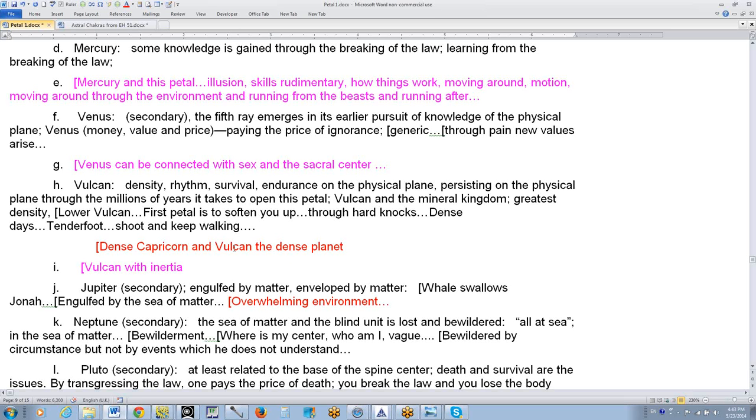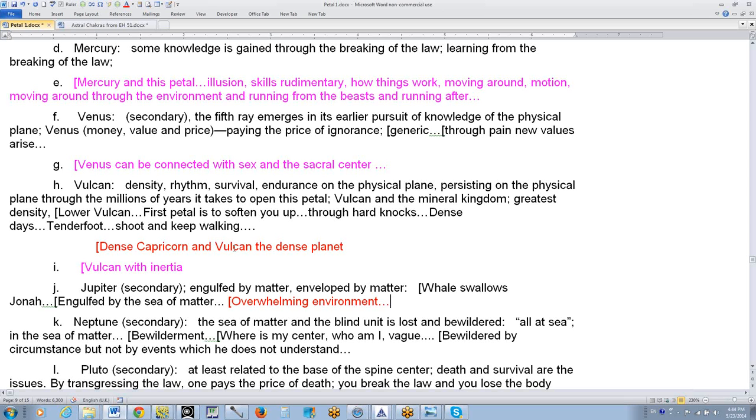Neptune maybe will be secondary. We are in the sea of matter. We're blind. The blind unit is lost and bewildered. We're all at sea. Bewilderment. Where is my center? Who am I? It's very inchoate. And as DK says, bewildered by circumstances, but not by events, which he cannot possibly understand.